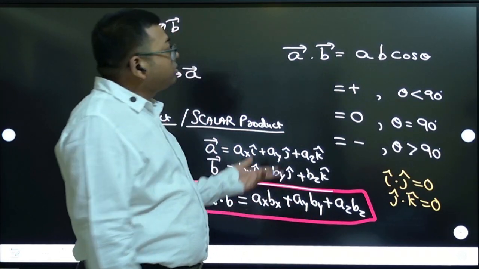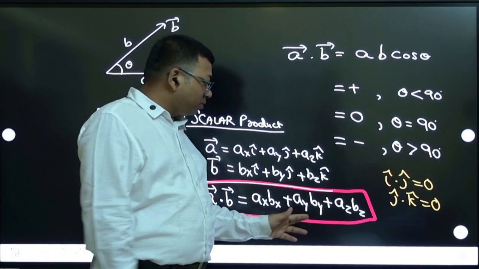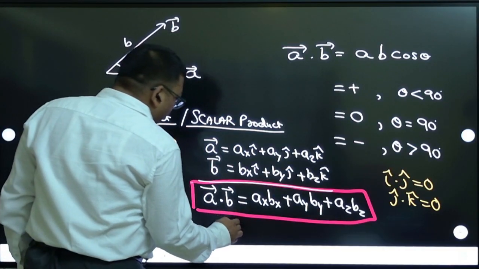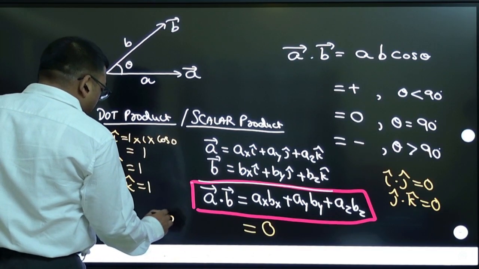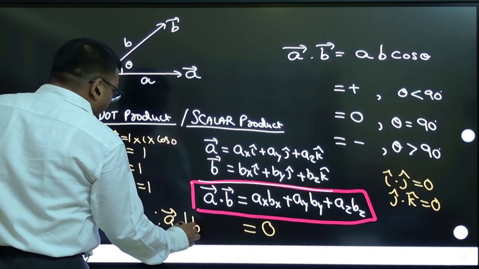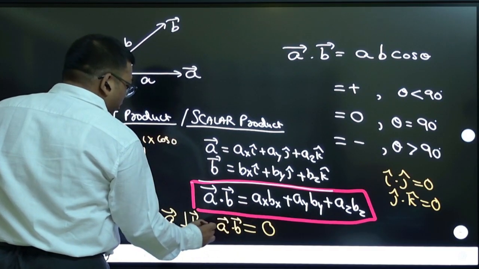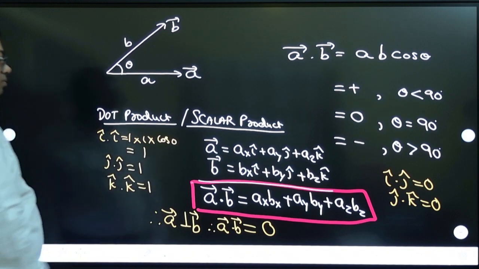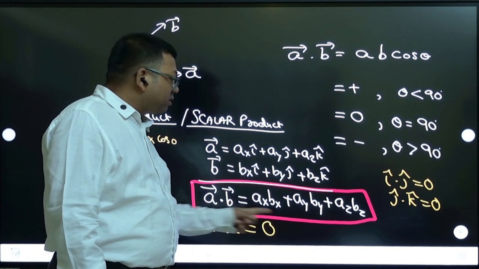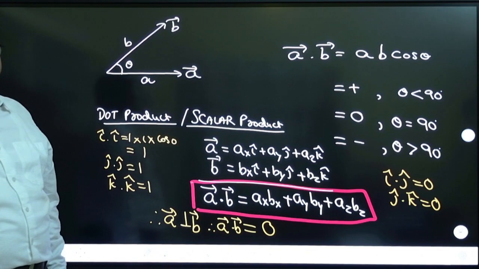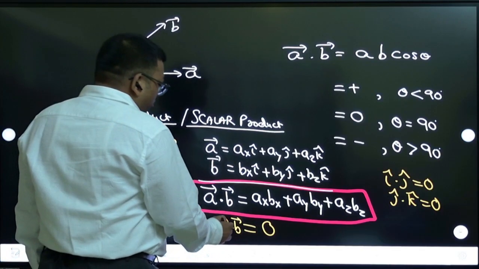So it is easy to do now, because you multiply the components and if the sum of all this comes 0, then the vectors are perpendicular. Suppose this comes 0. That means A vector is perpendicular to B vector. Then this A vector dot B vector calculation, ax bx plus ay by plus az bz, will give 0. Okay, right? That's how it is easy to check perpendicular.